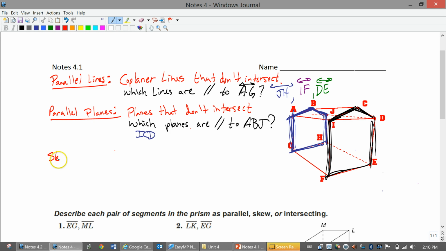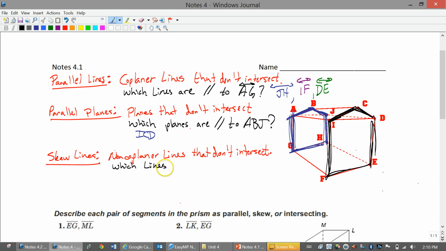Next definition: skew lines. Skew lines are non-coplanar lines that don't intersect. Parallel lines are specifically lines that are coplanar. These are non-coplanar lines that don't intersect. So here's the deal. Which lines are skew to AG, line AG or segment AG? Let's take a look at it.